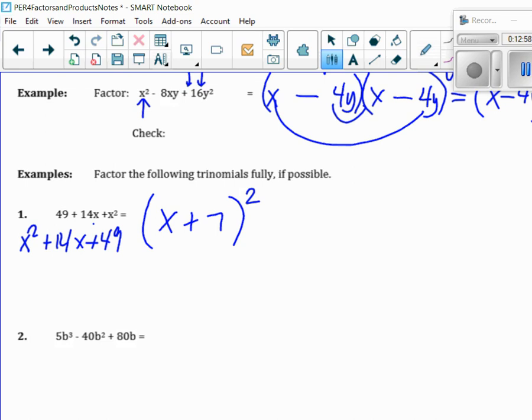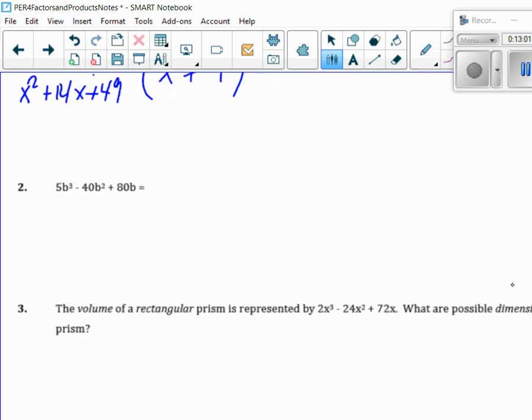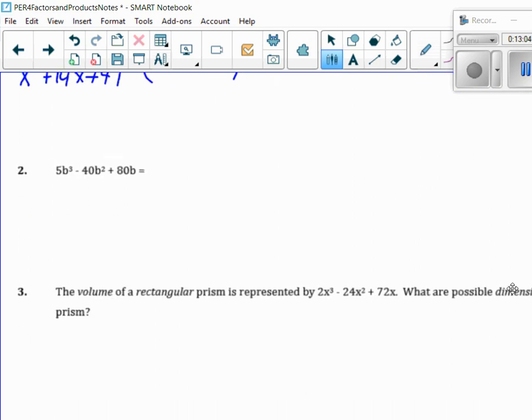5b cubed minus 40b squared plus 80b. So you might not recognize what this is. You're just going to get this question and you're going to think, holy smokes. But what is the first thing you have to do? Factor the GCF out. So what should I factor out? A 5b. Okay, and some people are skipping this step. Now they try to factor everything completely. No, write out what's left. So 5b times what gives me 5b cubed? B squared. 5b times what gives me minus 40b squared? Negative 8b, yeah. And then 5b times what gives me 80b?